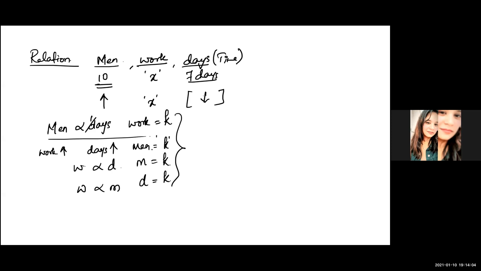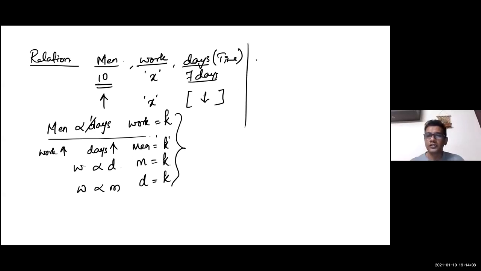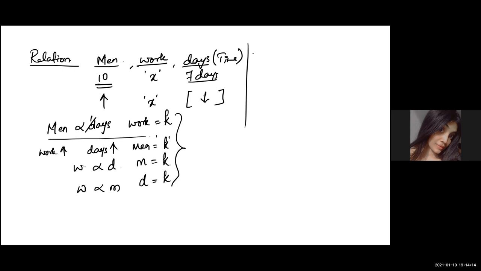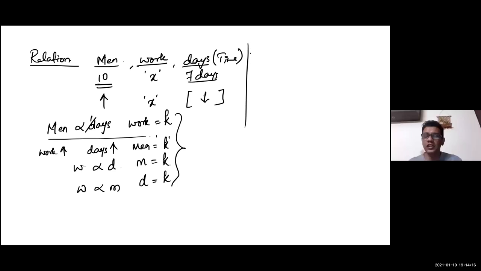So we can always combine. There are 3 kinds of variations. I do not know whether I have told you this in the ratio proportion variation topic, but there are 3 kinds of variations. One is a direct variation, which you have seen here, right? Work is directly proportional to days, work is directly proportional to men. So that is a direct proportion.